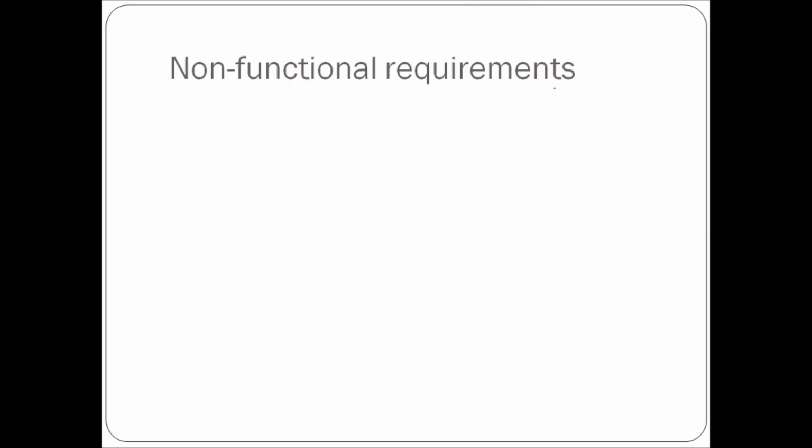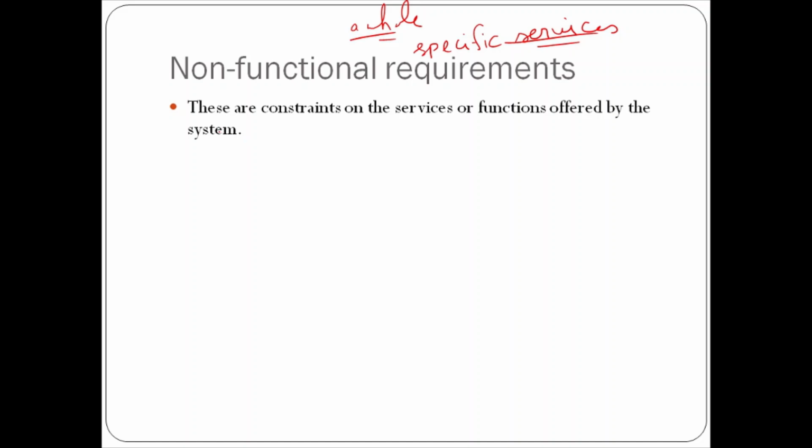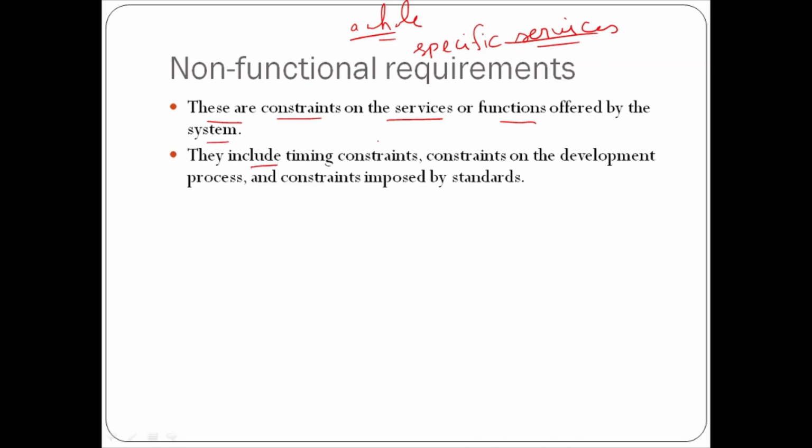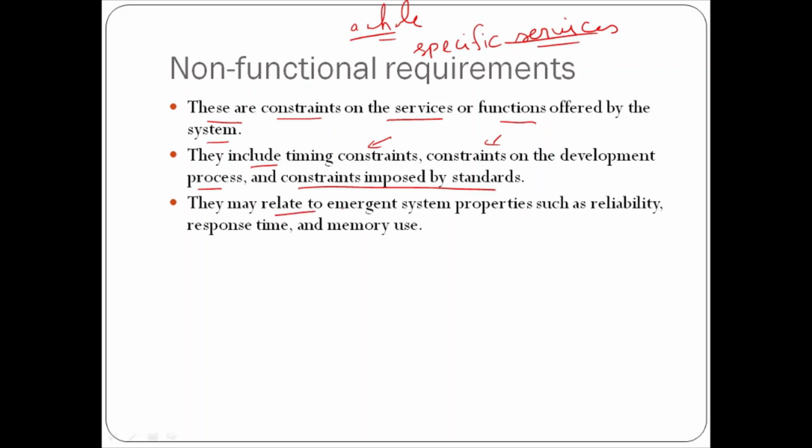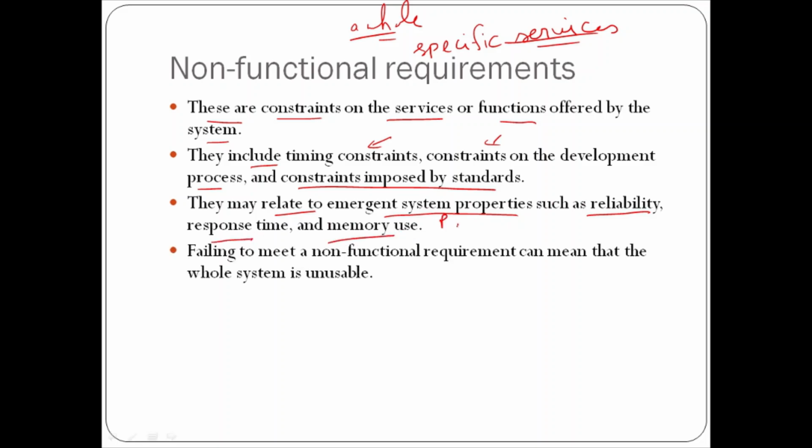Now coming on to the non-functional requirements. These are not directly concerned with the specific services delivered by the system to its user. They usually specify or constrain characteristics of the system as a whole. So let us discuss one by one. These are constraints on the services or functions offered by the system. They include timing constraints, constraints on the development process, and constraints imposed by standards. They may relate to emergent system properties such as reliability, response time, and memory use. Meaning what? Dealing with the performance.